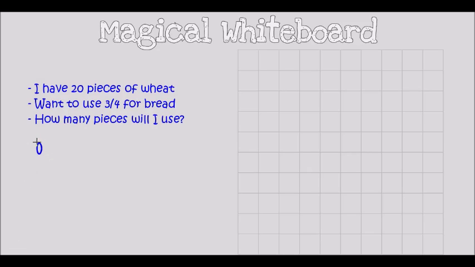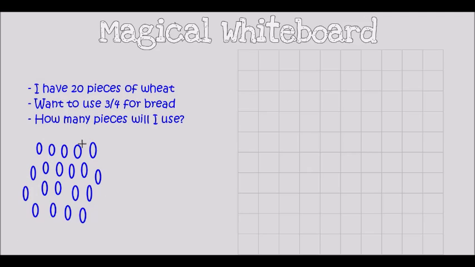Let's say this is 1 piece of wheat. Then this would be my 20 pieces of wheat. And I want to use 3/4 of this to make bread. So I'm not going to use all 20 pieces, that's for sure. Let's think about the fraction 3/4.